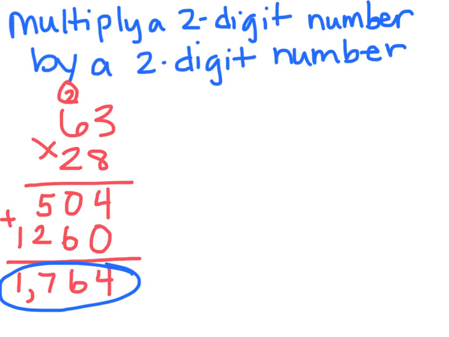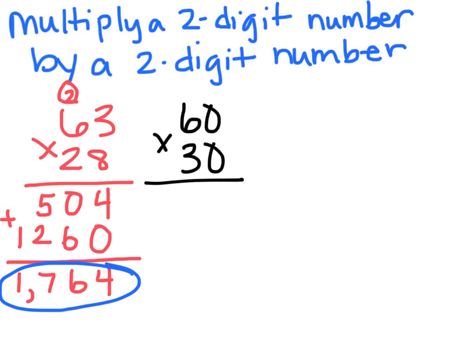The final step in a problem like this is to estimate to check your answer. So let's do a quick estimation to see if our answer is reasonable. Well, let's see. We could multiply 60 times 30, rounding both numbers, correct? And 6 times 3 is what, guys? It's 18, right? We have 2 zeros to add back on. So our estimated answer is 1,800.